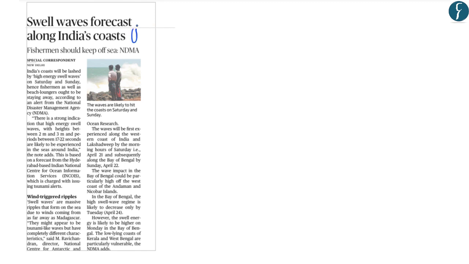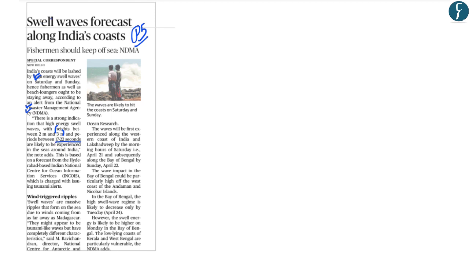Now we've taken this article from page 5. Now the reason this article is in the news is because the National Disaster Management Agency or NDMA has alerted that India's coast will be lashed with high energy swell waves, and the height of these swell waves would be between 2 to 3 meters and have a period of 17 to 22 seconds.